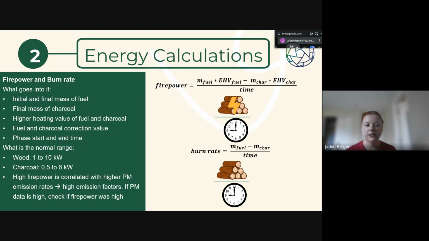High firepower is correlated with higher PM emission rates. So if you're really blasting your stove, you can expect to have higher PM emission rates and higher emission factors, which goes into our tiers. So if PM data is uncharacteristically high, I would check your firepower and see if that's actually a reasonable operating power, or if maybe your firepower was way higher than you would expect anyone to use it at, and then you can bring it down.